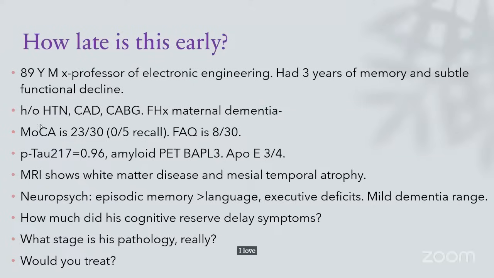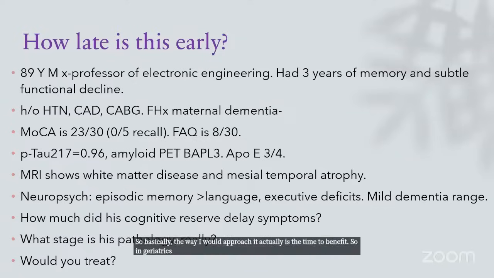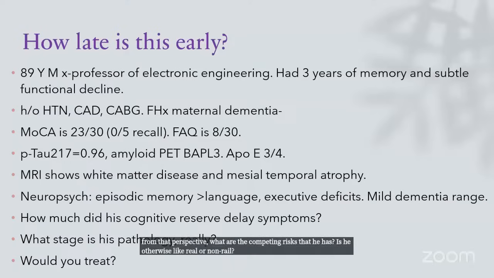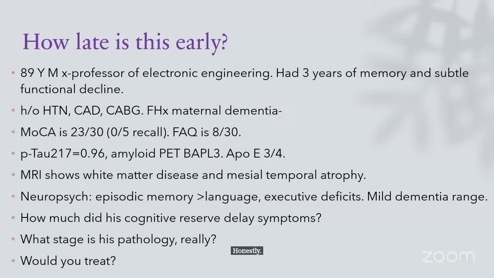I love arguing. So basically, the way I would approach it is the time to benefit. In geriatrics, we like to think about it from that perspective. What are the competing risks that he has? Is he otherwise frail or non-frail? And honestly, how much is his amyloid pathology contributing to his functional decline compared to other co-pathologies, like other neuropathological changes? And I would add other factors into the mix, addressing cost, distance to treatment, frequency, and so on. And then I would make my decision.